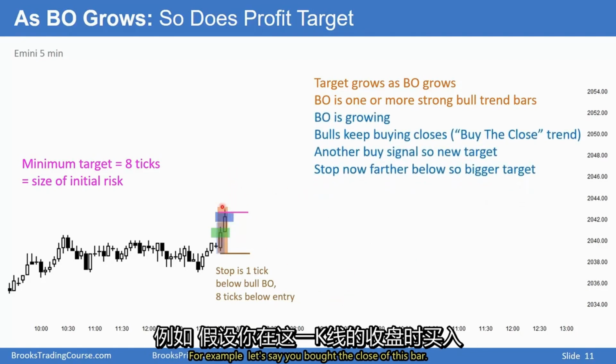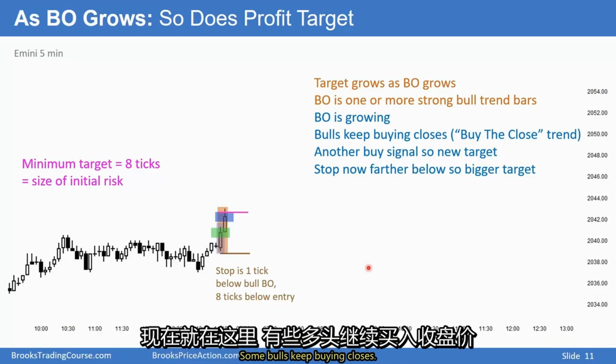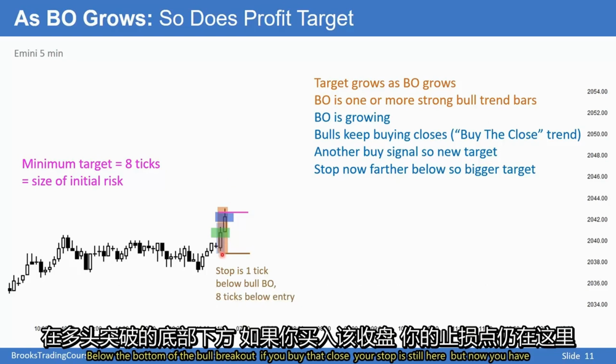For example, let's say you bought the close of this bar. Now your stop is still here, but your target is a measured move based from that close to this low, and your target is now here. Some bulls keep buying closes. The stop is still down here. But since this is a reasonable breakout entry, chances are 60% the market will go for a measured move up before it hits the stop below the bottom of the bull breakout.